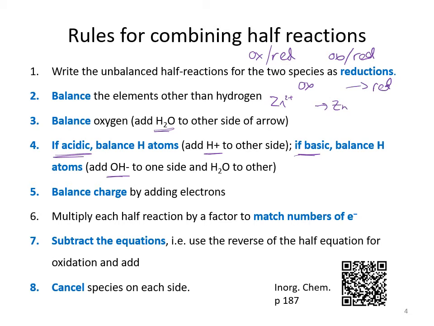Finally, we do what we did before, which is subtract the equations. So it's basically your reduced form and your oxidized form, and then you just cancel anything. And typically the species you're cancelling will be the electrons, but sometimes you end up cancelling waters and H pluses too. Again, there's an example on page 187 of this, and actually on page 188, the example I'm going to show you on the next slide is the self-test from that page. So that'll be perhaps useful to you.